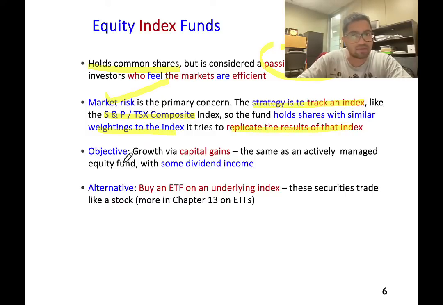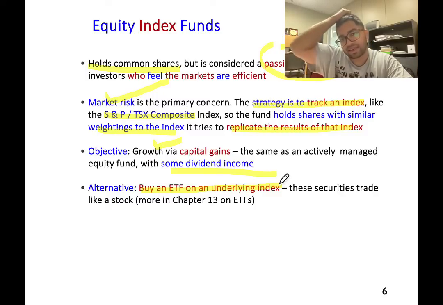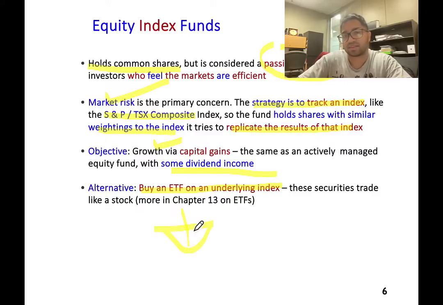What is the objective? The objective is to grow via capital gains, the same as actively managed funds, with some dividend income. There is an alternative though to index funds, which is to buy an ETF on the underlying index. We will discuss that in chapter 13, the next chapter. ETFs, just for your information, will have even lower fees than an index fund.